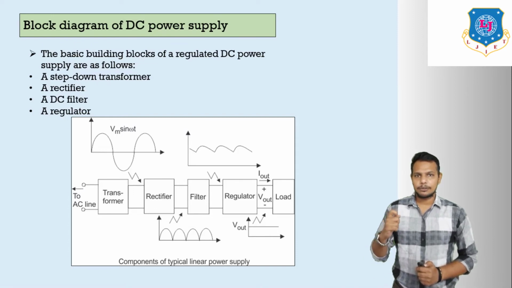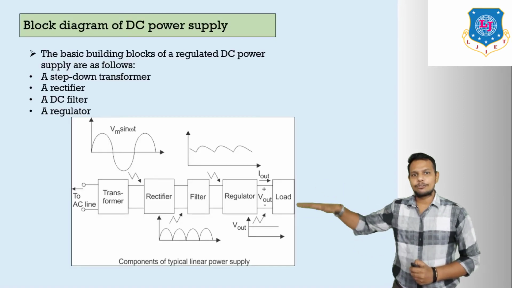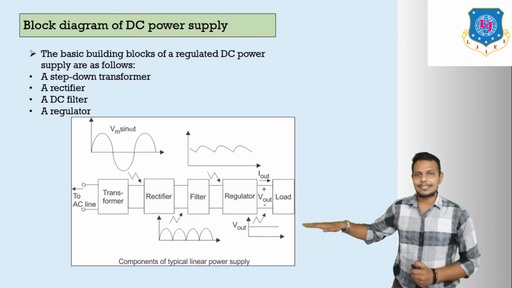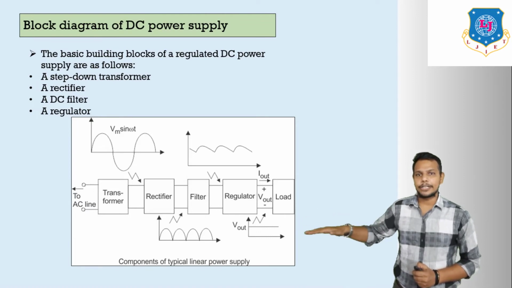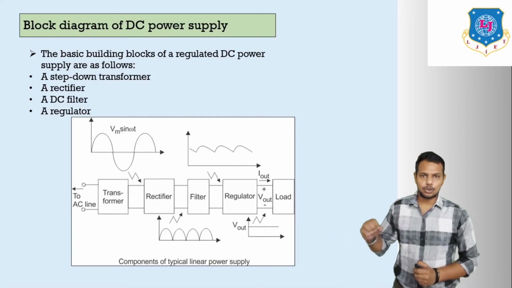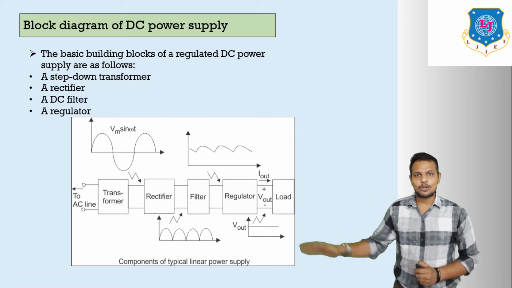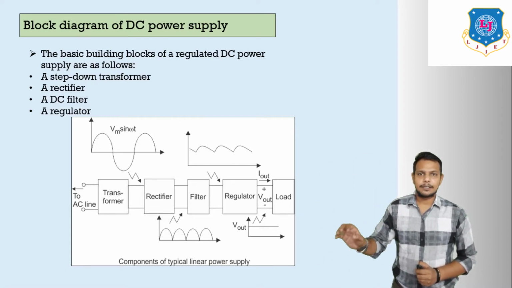Then if we apply it as an input to the regulator, we will get this type of output voltage, which is similar to DC voltage, or we can say it is a straight line. So after this process, we can say we convert AC to DC.